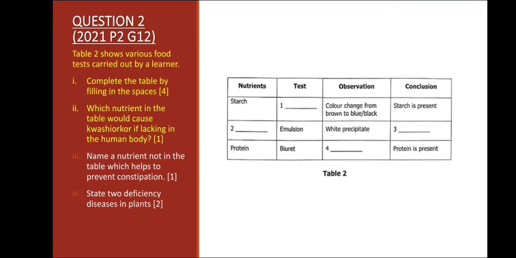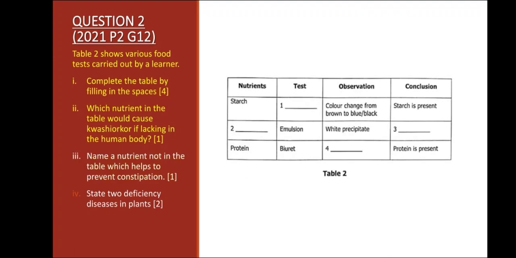Which nutrient in the table would cause kwashiorkor if lacking in the human body? Simple. The nutrient is proteins. Proteins are important for growth. So when you lack proteins, protein deficiency can lead to kwashiorkor. Kwashiorkor is one of the diseases that can be caused when one lacks proteins in their body.